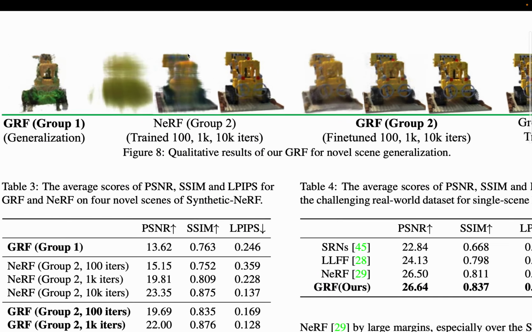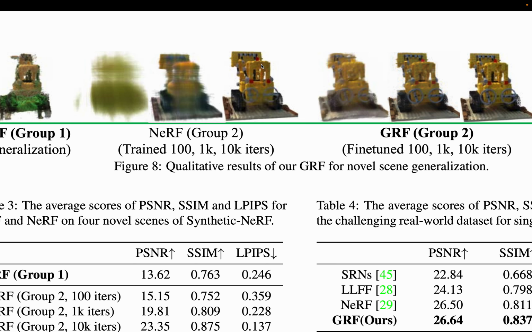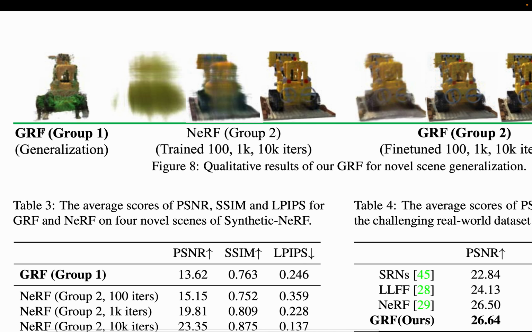We can have a look at more results. Here we have a look at the standard scenes that are used to train NeRF. First they just test generalization. There are 8 scenes that are used to train NeRF, for example the Lego scene, the drum scene, the hot dog scene. These are Blender scenes. And basically they train on 4 scenes and then test on 4 other scenes.